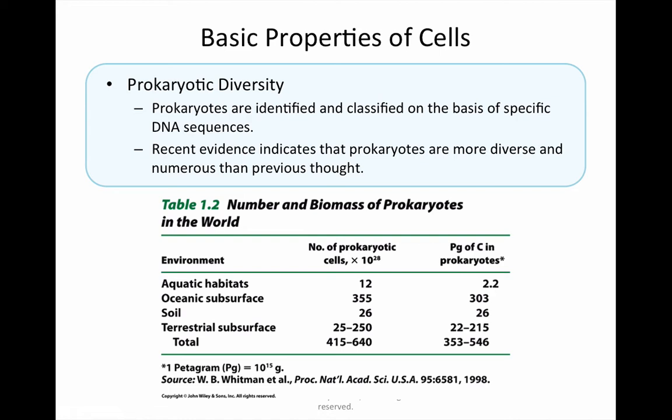And recent evidence has shown that prokaryotes are much more diverse and numerous than we ever really thought. So, we're looking at huge, huge numbers: 640 times 10 to the 28th prokaryotic cells overall. Many of these are found in the soil or within the ocean itself, or deeper within the soil, I should say.